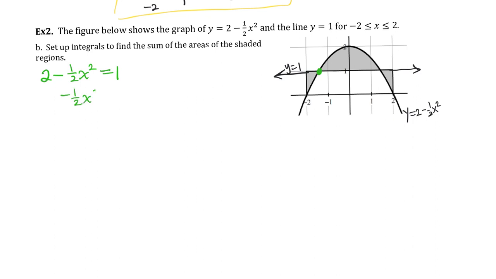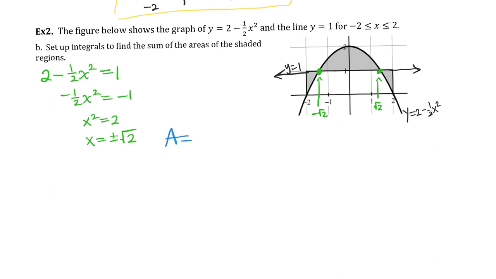-1/2 x squared equals -1. X squared equals 2. I get x equals the positive and negative square root of 2, which means that this must be at negative square root of 2, which means this one must be the positive square root of 2, which makes sense because the square root of 2 is like 1.4 something. Okay, let's set it up for the area.